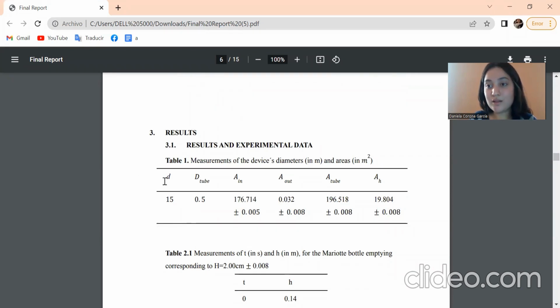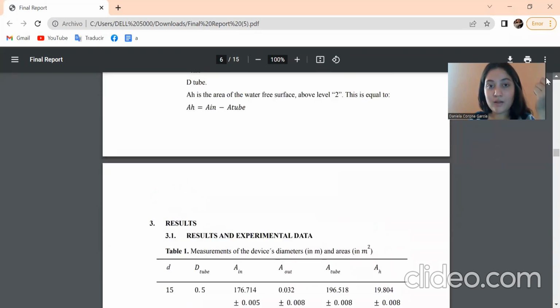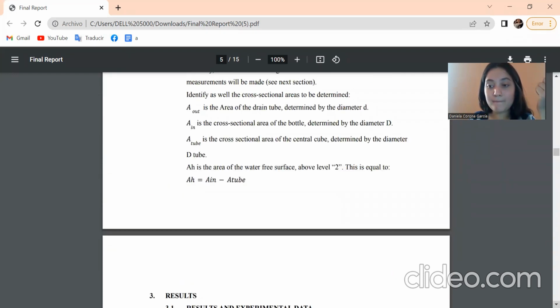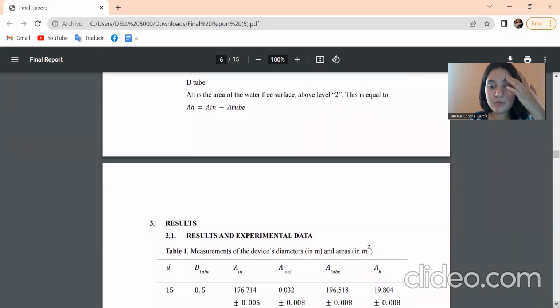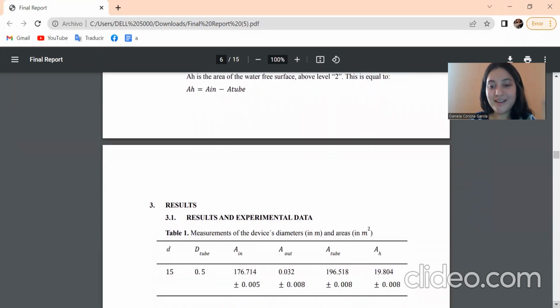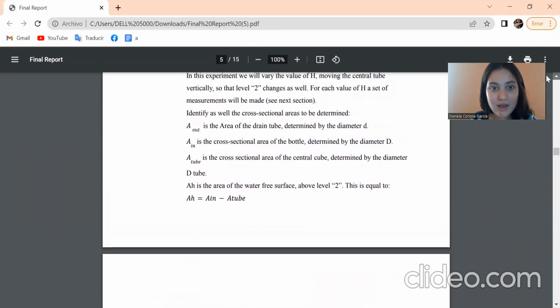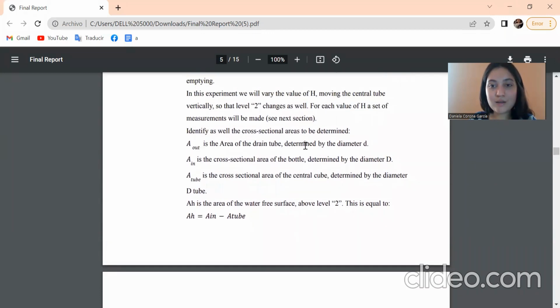So the D small is the one of the straw, the D big is the one of the bottle. The A in is the one that we obtained in the first experiment, the A out also, the A tube, and the AH also. You can see that A out is the area from the drain tube that we determine by the diameter D.